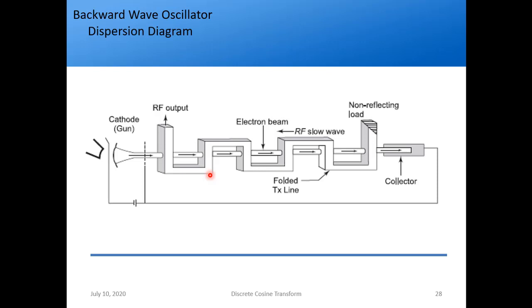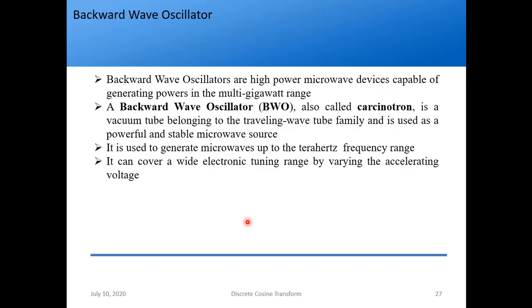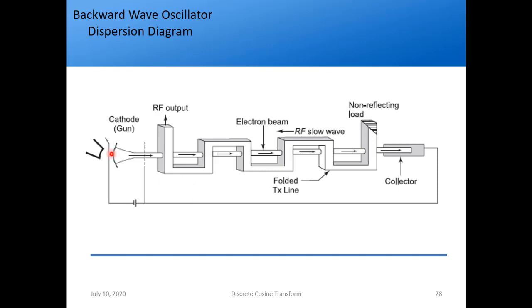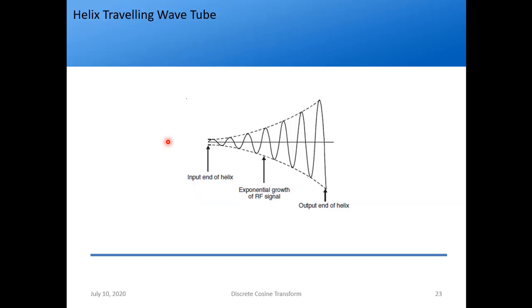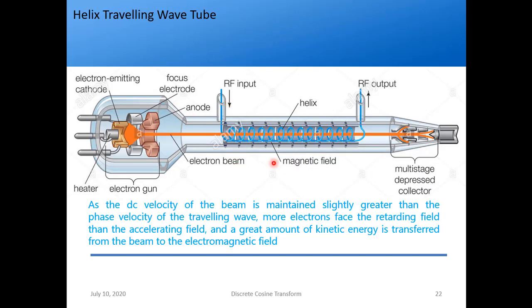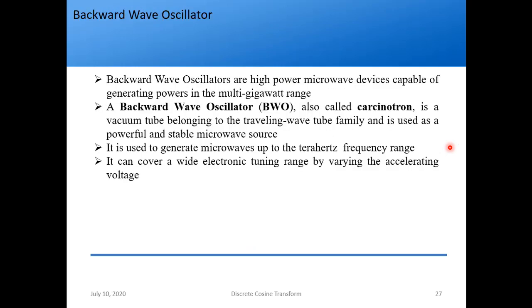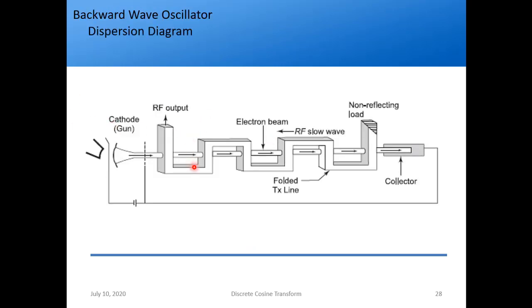This you can study. It is a frequency tunable device, meaning you can operate it for various frequency ranges just by changing the electron beam voltage. This is the simple structure of the backward wave oscillator. What was used in the helix traveling wave tube? A helical structure was used, a slow wave structure, right? This was a helical slow wave structure. Here we are using a rectangular slow wave structure. So again, if the RF signal is directly going like this, what will happen?